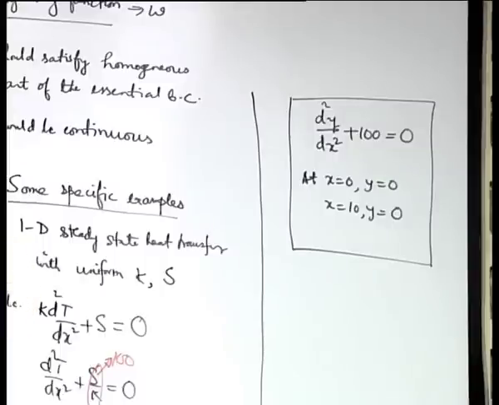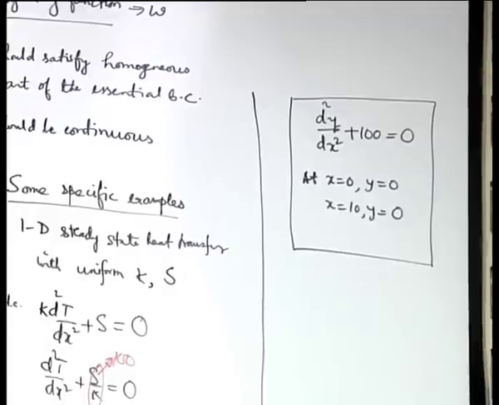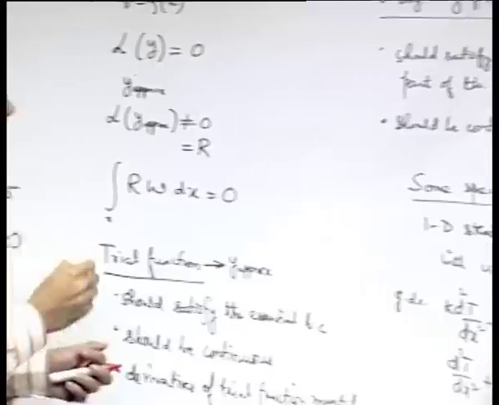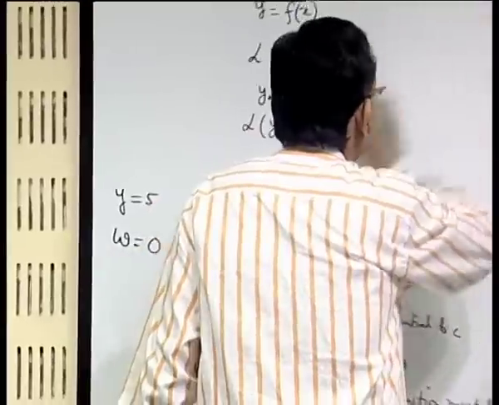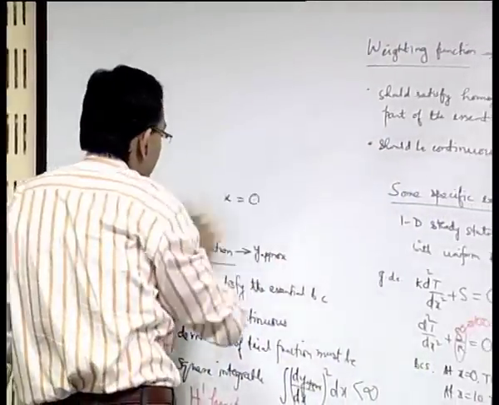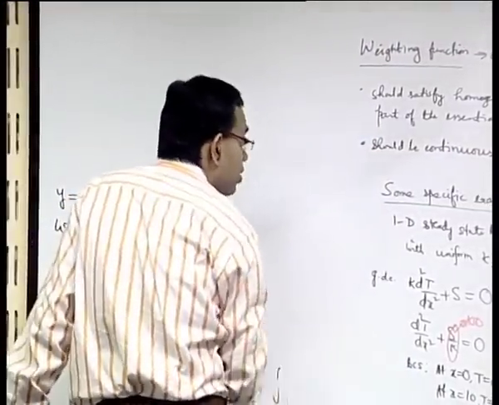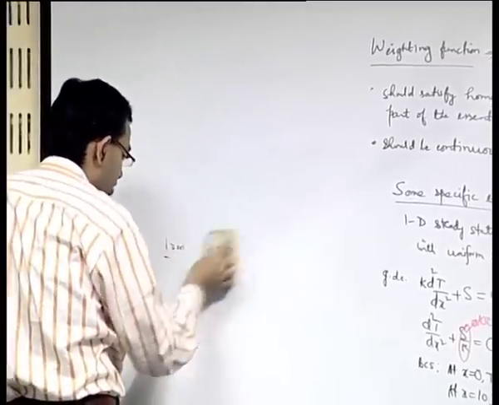So, for an approximate solution we need what? If you have to go through the method of weighted residual, you need a trial function and you need a weighting function. So, there are different methods, accordingly you can have different trial and weighting functions. So, let us take one example. The first example will be the least square method.